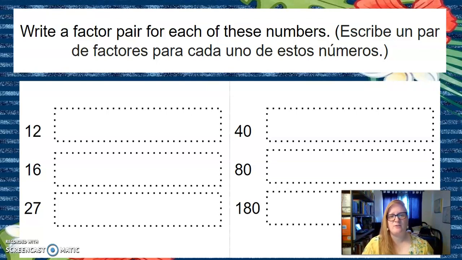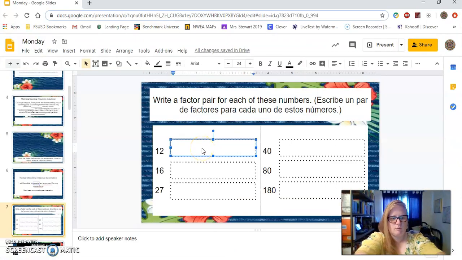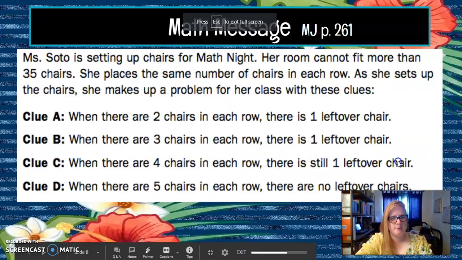So write a factor pair for each of these numbers. Now, a lot of these actually have more than one factor pair. So if you can think of multiple ones, you are more than welcome to put them on here. But at least do one factor pair for each of these numbers. A factor pair from the previous lesson is when two numbers multiplied equal this number. So for instance, two numbers that would equal 12 would be 12 and 1, or 6 and 2, and there's actually one more. So those are just some options that you can do for each of these.